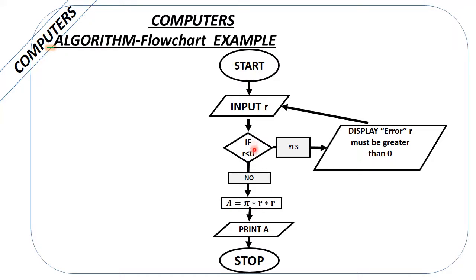So if the user enters R which is greater or equal to 0, then our program, if it tries to compare, is R less than 0? Of course no, since it's greater or equal to. So the program will continue sequentially. So it will go to this next step, where again it will get pi multiplied by the R that the user had entered and multiplied by the same R. Then the result will be given out to the user as print A, and the process is going to stop. So this is how to read the flowchart.